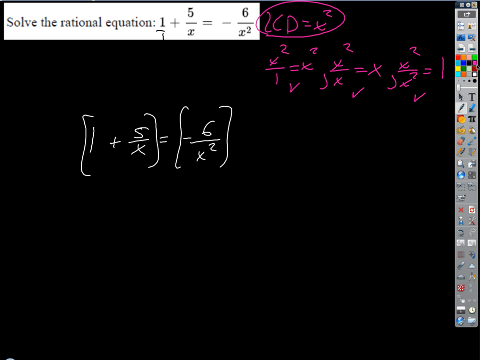We'll just distribute the x squared through both sides, and what happens? Well, what's x squared times 1? That's pretty easy, just x squared. What's x squared over x? So then I'm just going to multiply the x by the top, right? Okay, so we end up with 5x, good. And then over here, x squared over x squared is 1, it just cancels, doesn't it? So over here we just get minus 6.